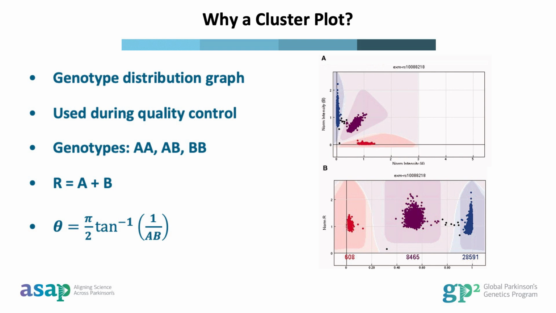To make the data more readable, it is then transformed into polar coordinates. In other words, instead of plotting the normalized A and B intensity of a sample, we will plot the R and theta values of that sample. The value R represents the distance from the center of the graph to the point, indicating the overall strength of the signals combined. The value theta represents the angle from a reference direction, usually the horizontal axis, to the point, showing the allelic ratio of the A and B signals.